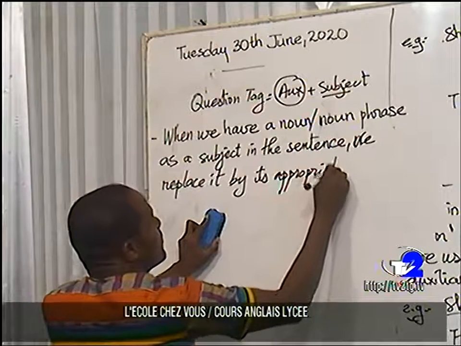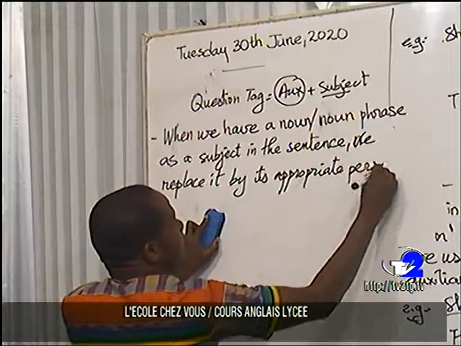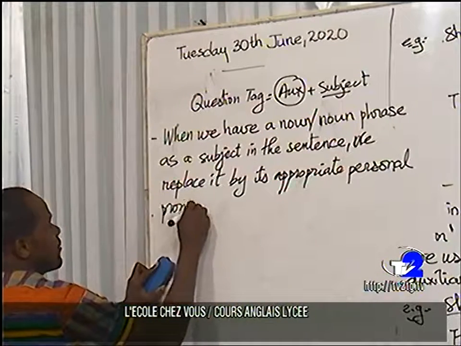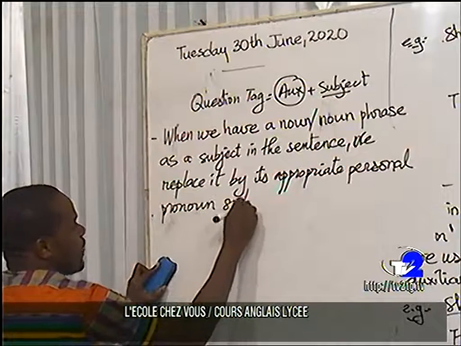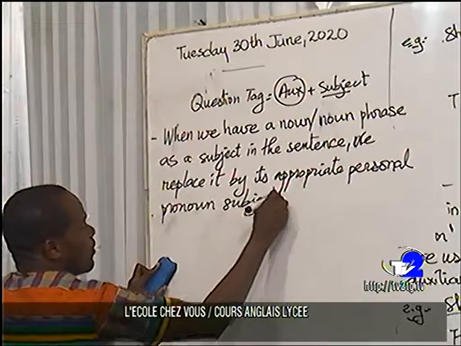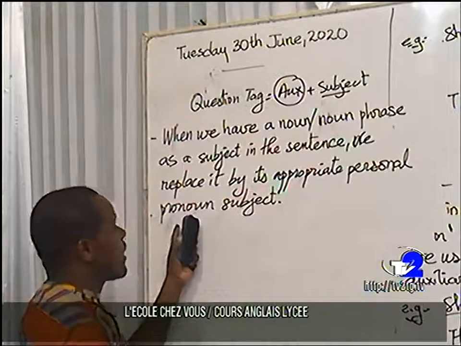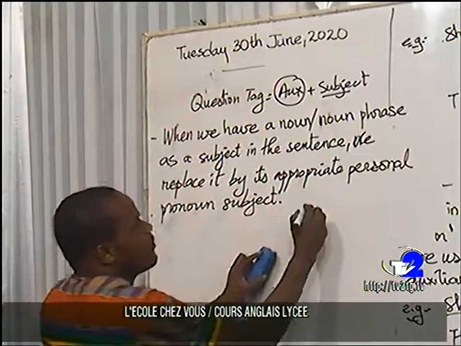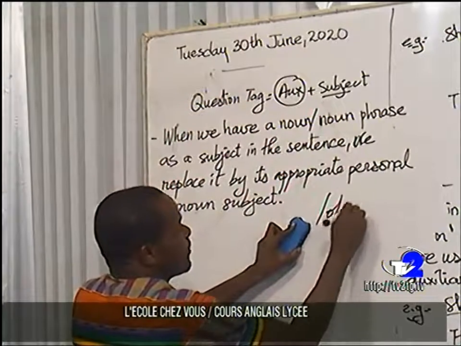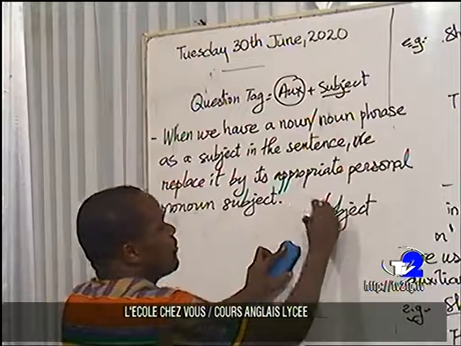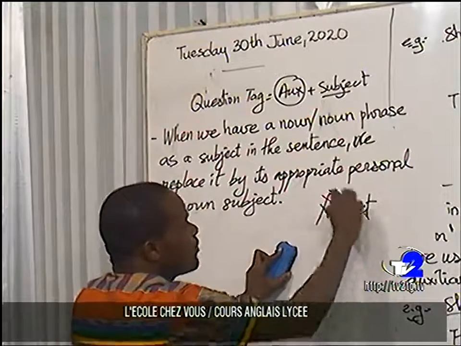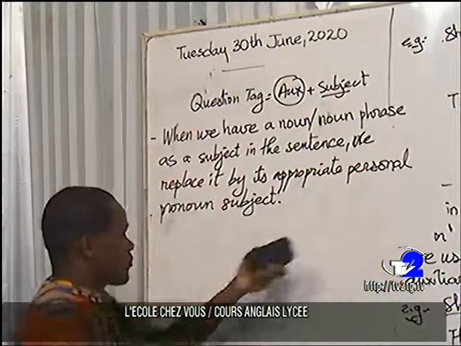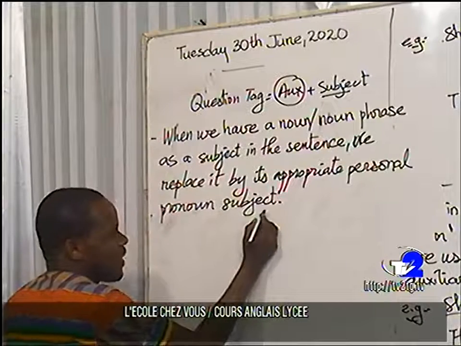personal pronoun subject. We all know that we have two types of personal pronoun: personal pronoun subject and personal pronoun object. But here we don't have anything to do with the object. We are dealing with subjects.